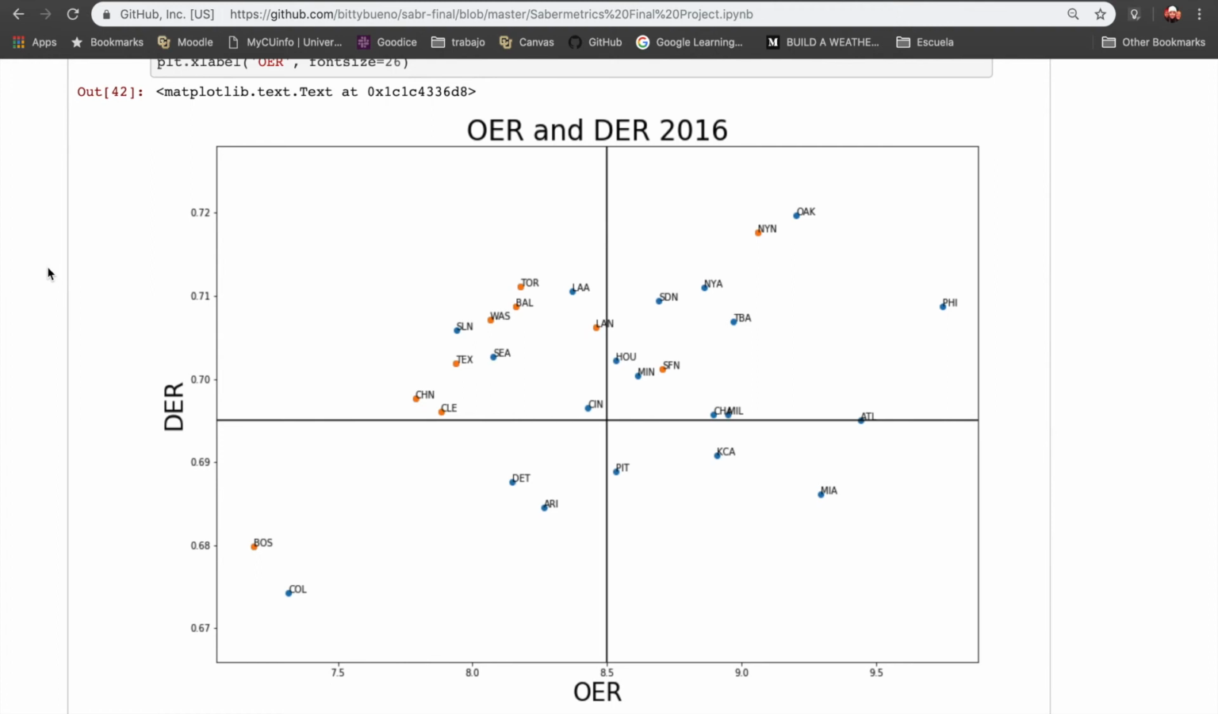So what we would expect to see is high-performing teams falling in this upper left quadrant. And we can see that 7 out of the 10 teams that make it to playoffs landed in this quadrant. This leads us to believe that OER in combination with DER can give us an overall representation of how well a team will perform.